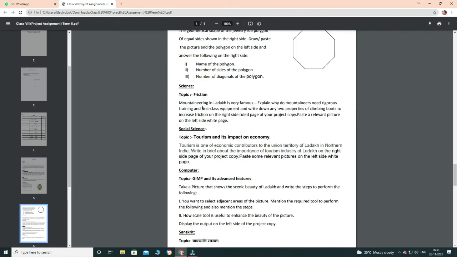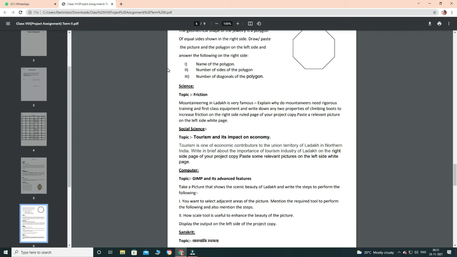Now we are moving to the next subject, that is science, and the topic is friction. Mountaineering in Ladakh is very famous. Explain why mountaineers need rigorous training and first class equipment, and write down any 2 properties of climbing boots to increase friction on the right side of the ruled page of your project copy, and you have to affix or paste relevant picture on the left side.